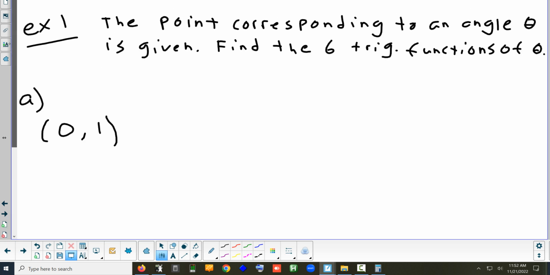Okay. Let's look at this first one. So they gave me the coordinate, 0, 1. Does that look like a coordinate that we've discussed today? Yes, it is an angle. Do you need to know the angle to do this problem? No. All you need to know is the coordinate. I can tell you the angle, it's 90. But does that matter? Nope.